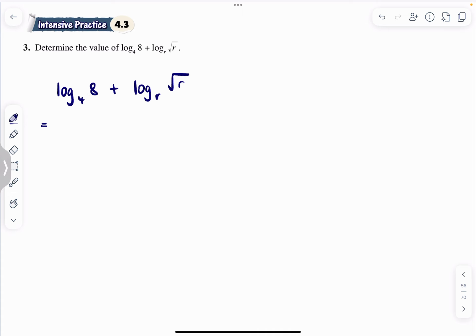So what we do is we try to bring it down to base 2. So if you want to change base, you do log 2 over log 2. The big number goes on top, the small number goes below. So big number is 8, small number is 4. Then here we have log base r. Square root of r is the same as r power 1 over 2.